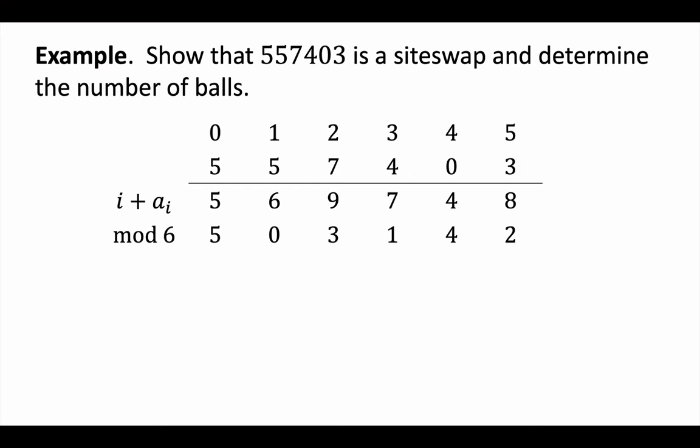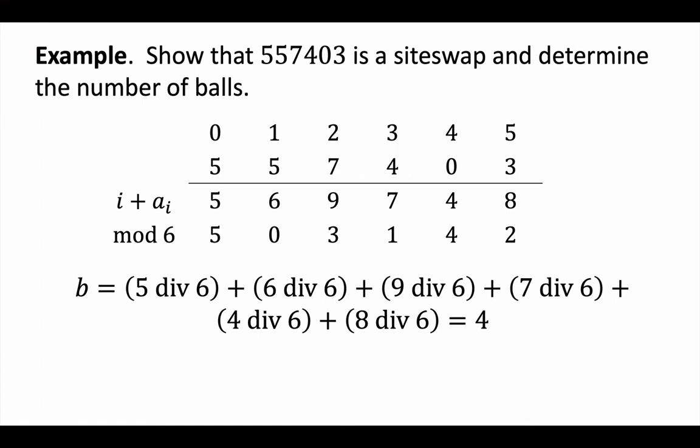The div theorem now is kind of nice after having checked to see if it's a siteswap. We have the landing times already listed, 5, 6, 9, 7, 4, 8. All we need to do is take those landing times div 6. So 5 div 6, 6 div 6, 9 div 6, out to 8 div 6. When we do that, 4 and 5 div 6 will each equal 0. 6, 7, 8, and 9 div 6 will each equal 1, so we get that this is a 4-ball siteswap.